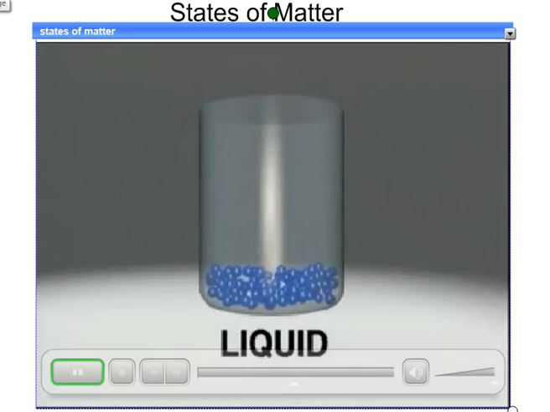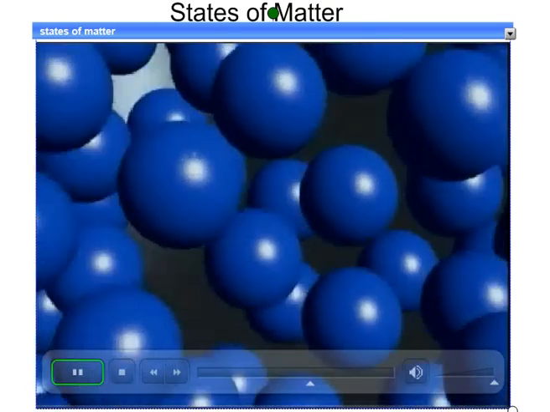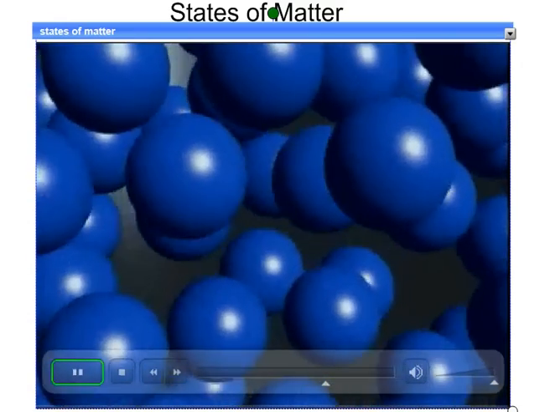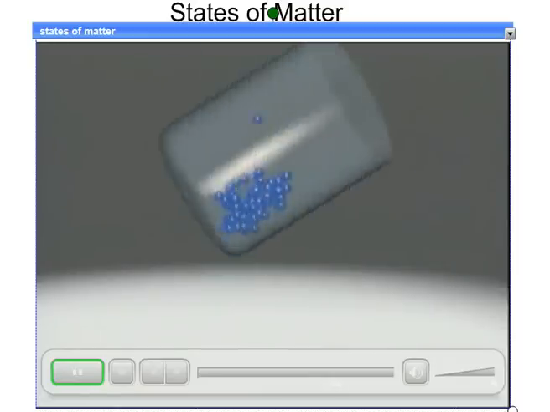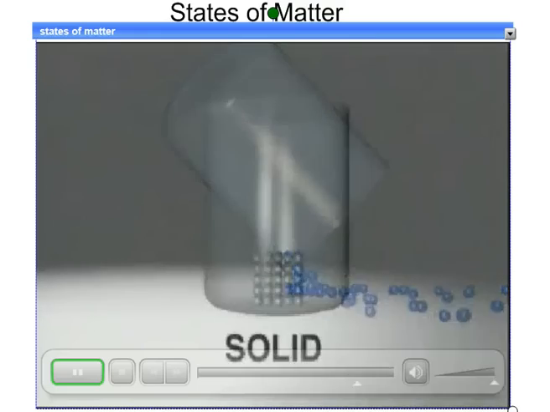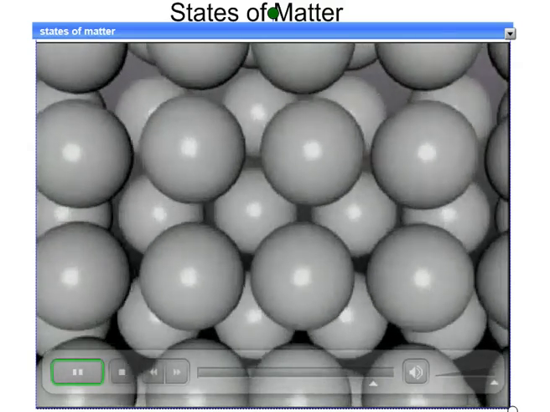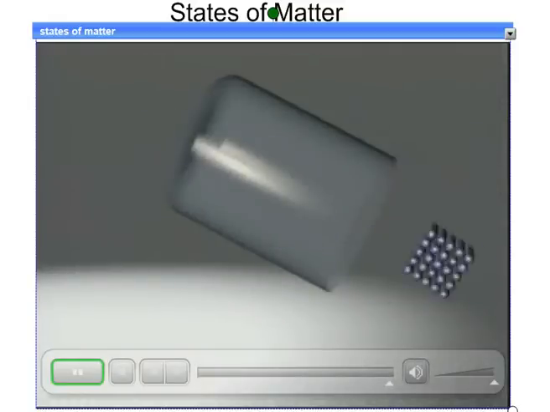Liquids have a definite volume and assume the shape of their containers. The particles of a liquid are closely spaced, and so their motion is still random but much more limited. The particles slip past and collide with near neighbors. Solids have a definite shape and volume. Particles of solids are in fixed positions and collide only with near neighbors.